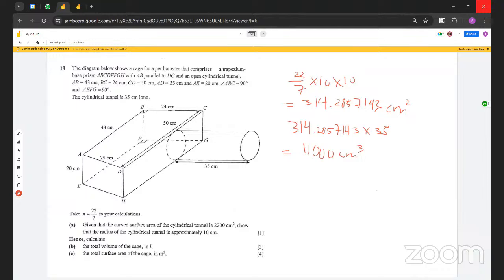Okay, so what you did seems to be to calculate the volume of the tunnel, is it? Something like that? Okay, the volume of tunnel. Okay, good. Are you stuck or can you continue?